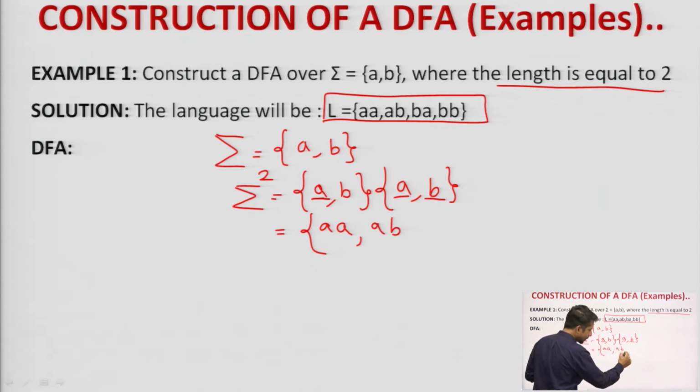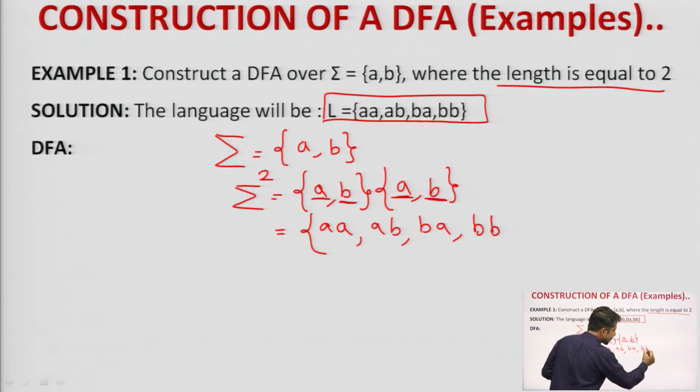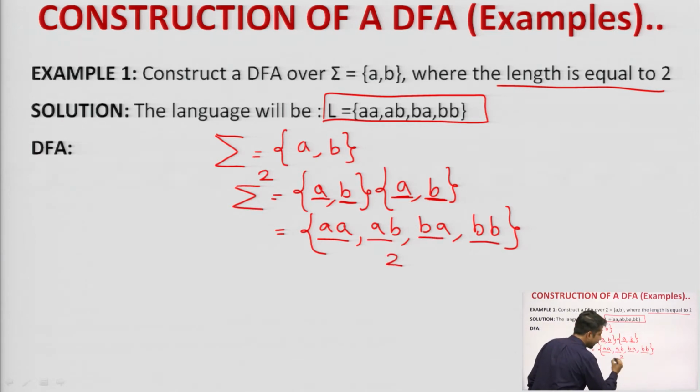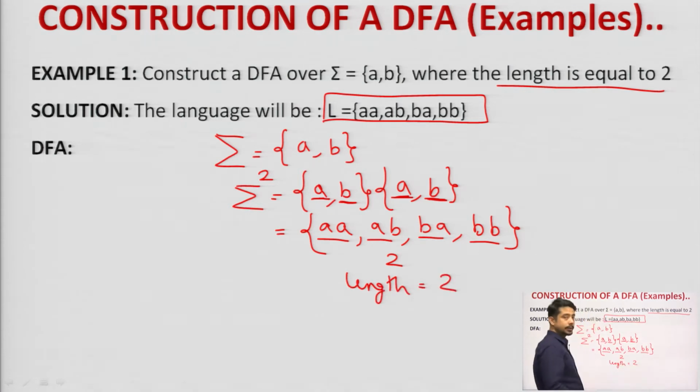So, A B, then I will do B A, then I will write B A, and then finally, I will do B B. This is your length equals 2. Now, if you look into this final output strings and the language, the language says that length is equal to 2, that means exactly 2. If you count the number of alphabets in the strings, it is 2, all 2. So, therefore, length is equal to 2. So, this is how you need to find out.